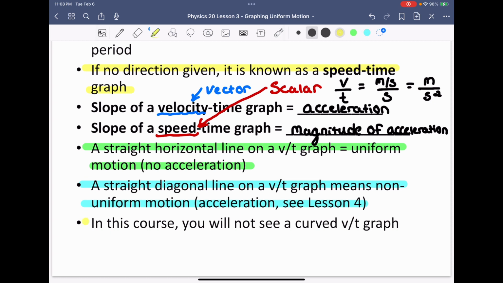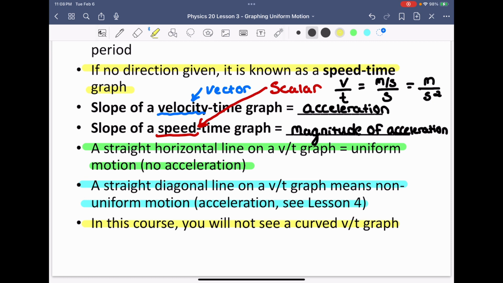Lastly, this last note here: in this course, you'll not see a curved v versus t. The reason is because when we have curved velocity versus time graphs, it actually creates a lot of confusion, because you need calculus skills in order to figure out not only areas to get certain properties of these, but on top of that, you need to use calculus to find the instantaneous velocities at any given moment. And so we don't really want to do that.